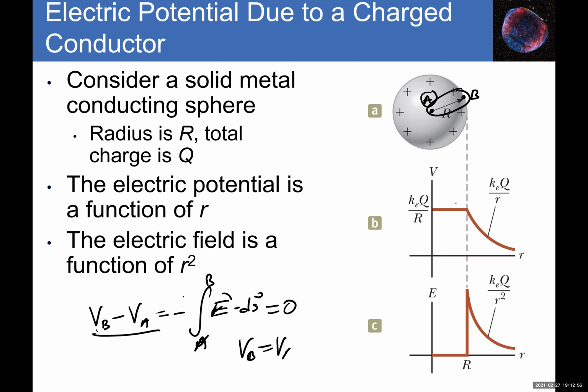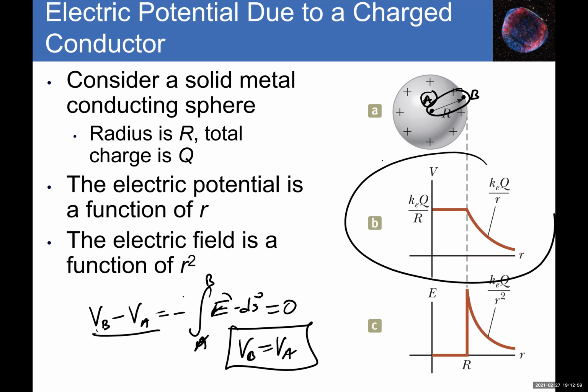So VB equals VA. That's why, if I'm looking at a diagram like this, what I will see is the potential is not zero and is constant everywhere inside the metal conductor, from R equals zero all the way to R equals the radius. And after that, it drops as kQ over R. For the electric field, it is zero everywhere inside the conductor all the way to the radius, and then after the surface, it drops as 1 over R squared. Those are the main differences between the potential for the conductor and the electric field for the conductor.